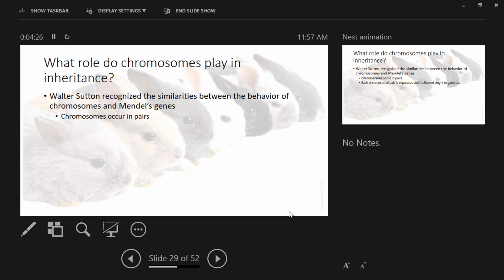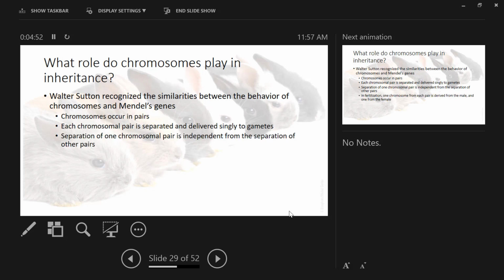Also noted that chromosomes occur in pairs, like Mendel said that for every gene or for every character, there's 2 copies of what determines that character. Each chromosomal pair is separated and delivered separately, singly to gametes. Each gamete only gets 1 of those chromosomes, or gets 1 copy of what determines that character. And that separation of one chromosomal pair is independent from the separation of a different pair, explaining Mendel's law of independent assortment.